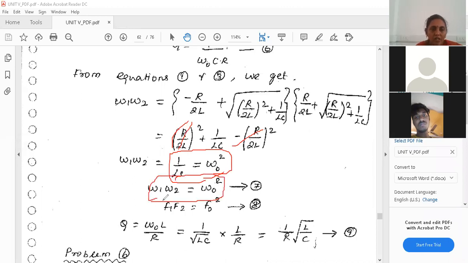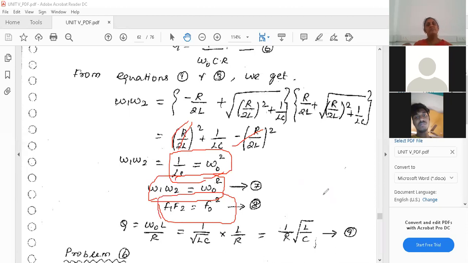Or substituting for all the omegas as 2 pi f: for omega 1, it will be 2 pi f1; omega 2, it will be 2 pi f2; and omega naught, it will be 2 pi f naught. So substituting all, you can tell f1 f2 is equal to f naught square.